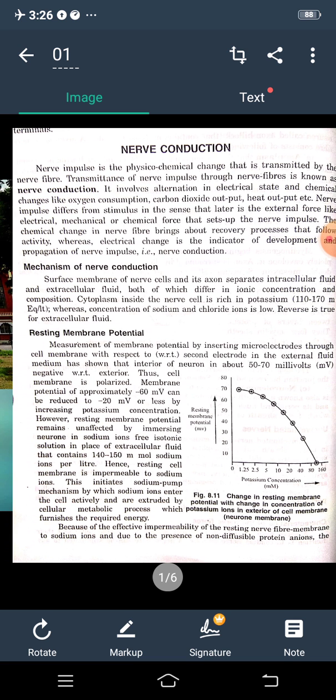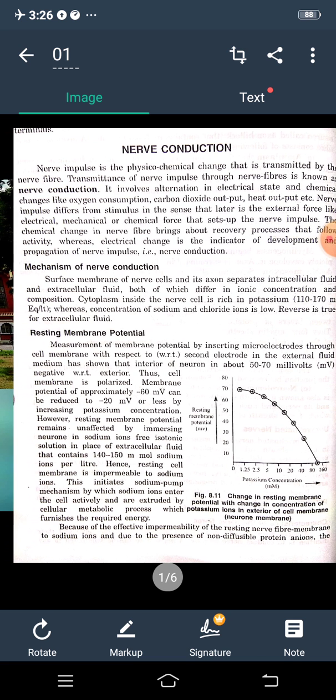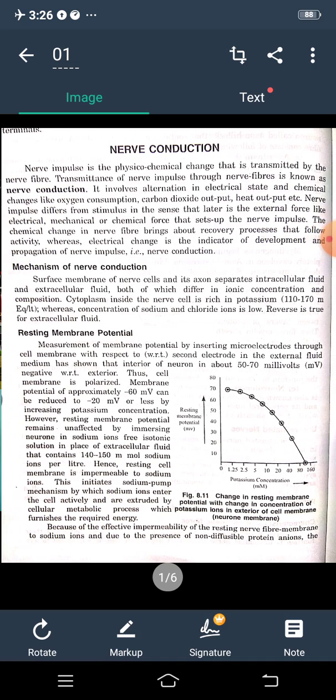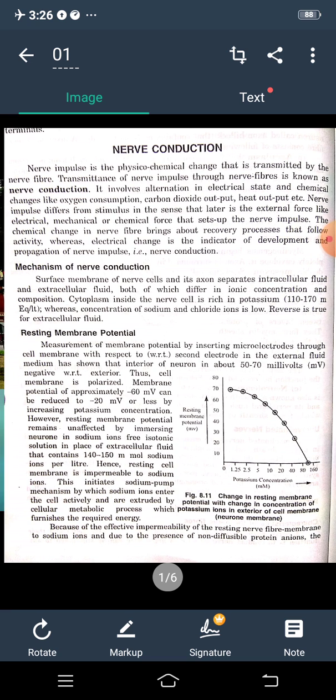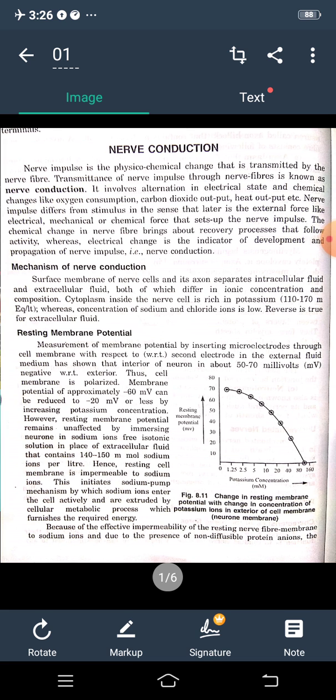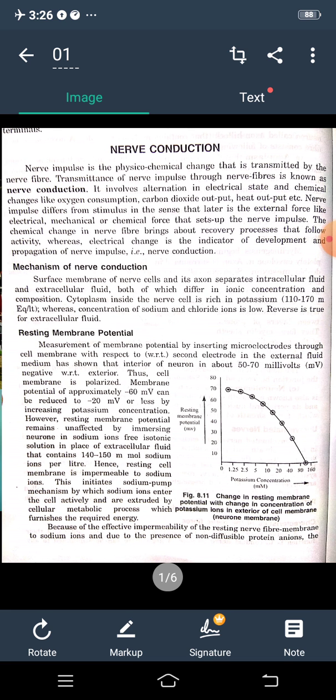Resting membrane potential. Measurement of the membrane potential by inserting microelectrodes through the cell membrane, with respect to a second electrode in the external fluid medium, has shown that the interior of the neuron is about 50 to 70 millivolts negative with respect to the exterior. Thus, the cell membrane is polarized. Membrane potential of approximately minus 60 millivolts can be reduced to minus 20 millivolts or less by increasing potassium concentration.